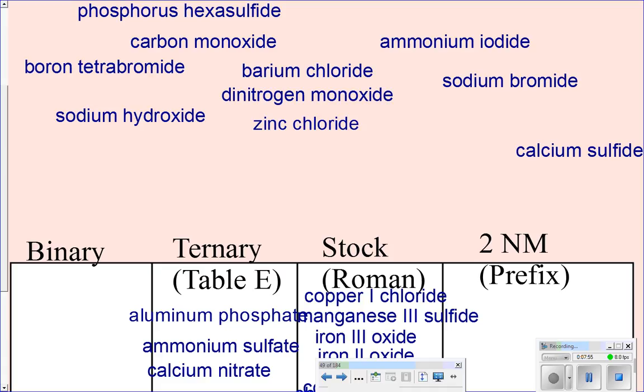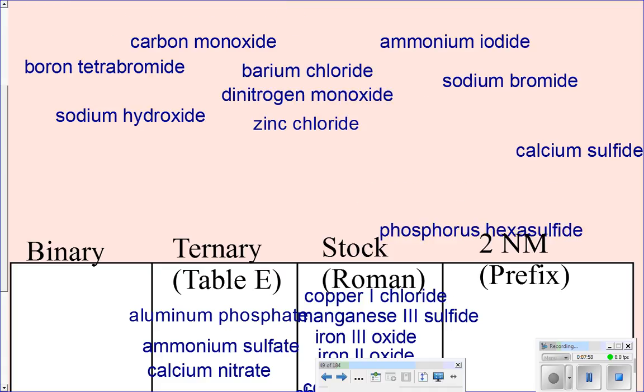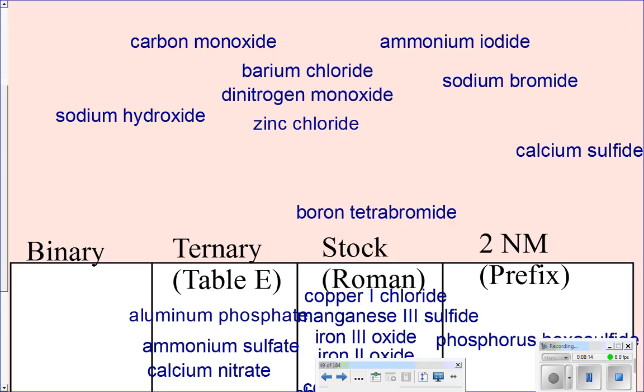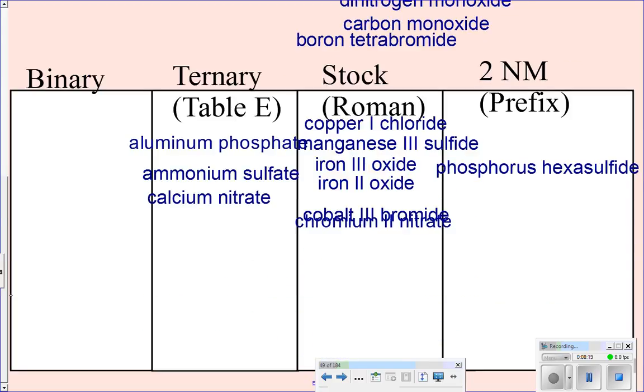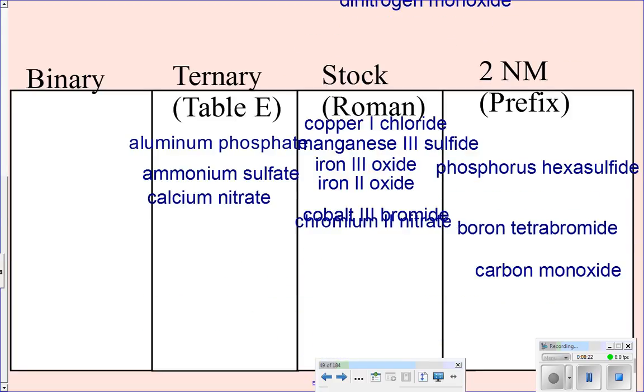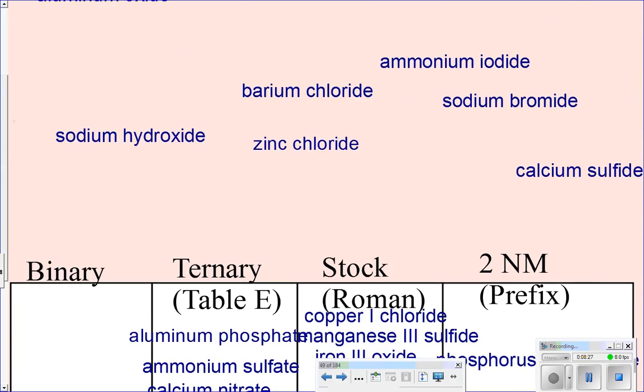So phosphorus hexasulfide has a prefix. That's automatically got to be a prefix name, obviously. If you put your finger on phosphorus and sulfur, they're on the same side of the staircase. So let's pull a few more of those out that have prefixes in them. So everything left at this point should go in my binary column.